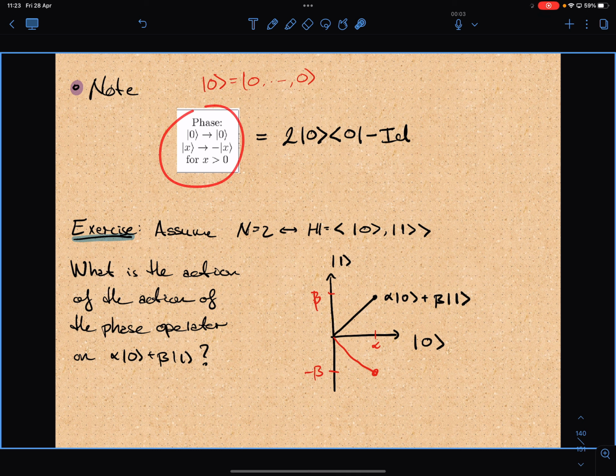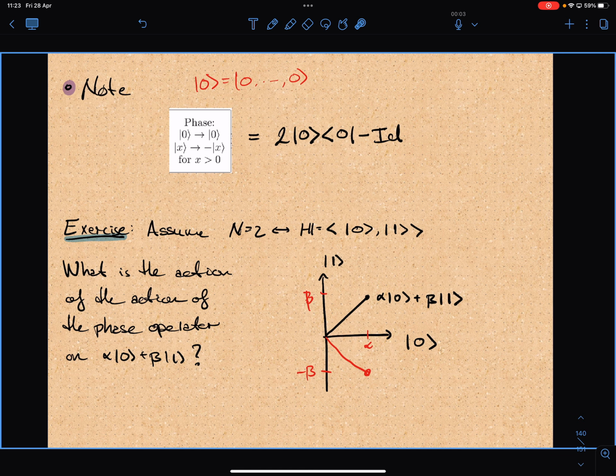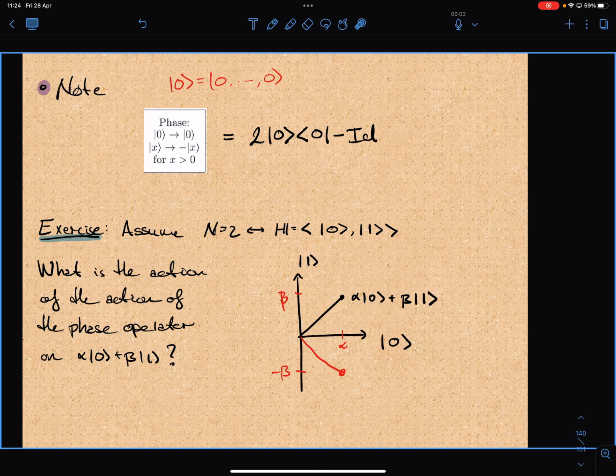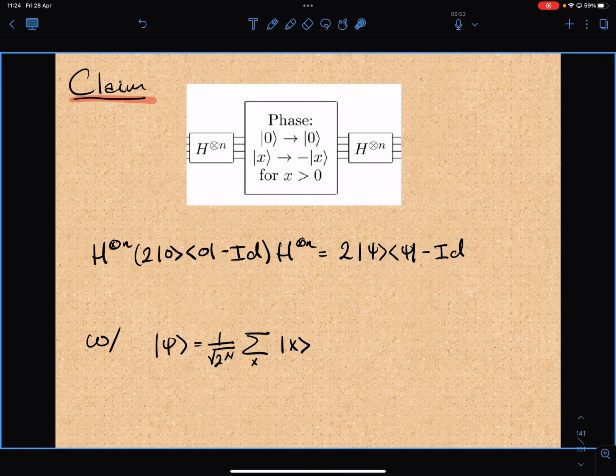So this phase operator is just changing the phase of all the basis vectors except for the 0 basis, and it corresponds to reflecting over the vector 0. Now, I want to look at what happens when I sandwich this phase operator with Hadamard gates.